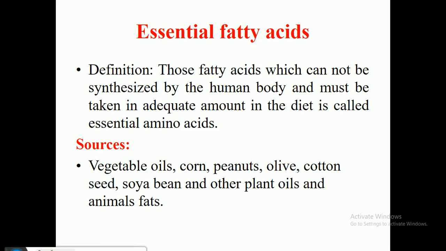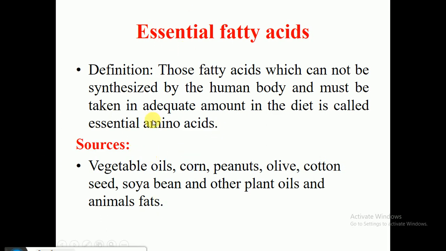As we know, there are 20 different types of amino acids. Some of them are essential while some of them are non-essential. Inshallah, it will be discussed in the next lecture. But essential fatty acids cannot be synthesized by the human body, yet they are very important for our diet, and can be ingested from the outside environment.